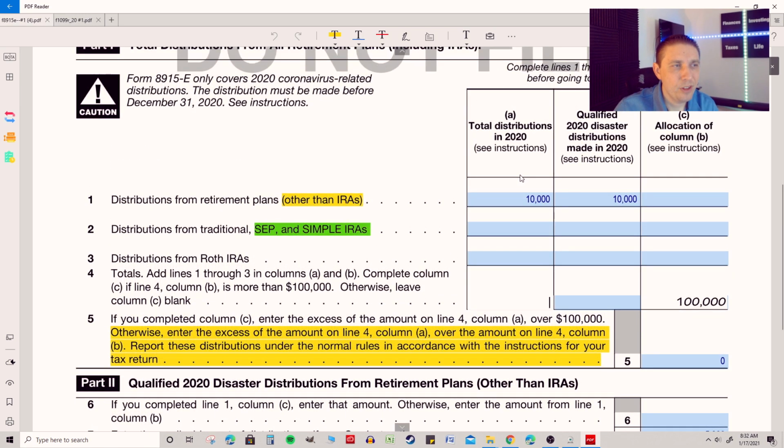We're going to total up. In line 4A, we're going to total up the amount in column A, which is $10,000. And then in line 4B, we're also going to total the amount, which is $10,000.